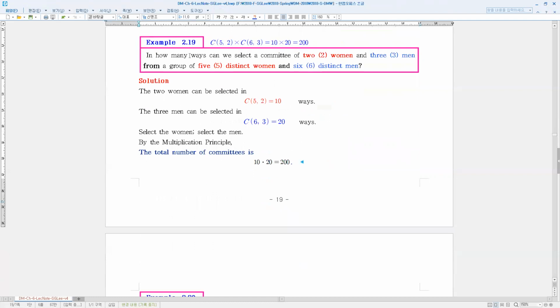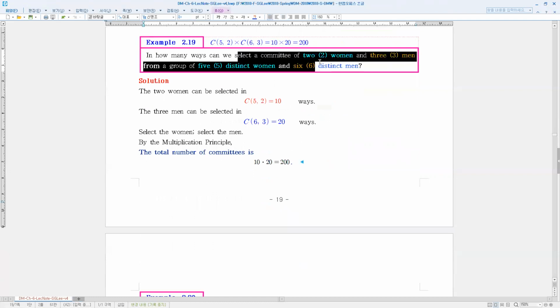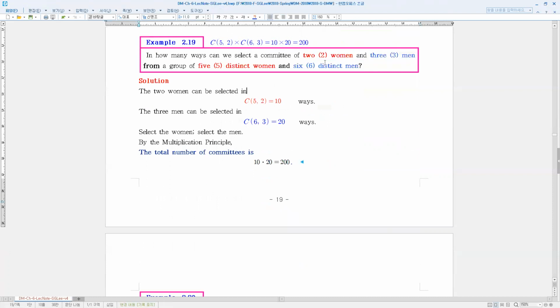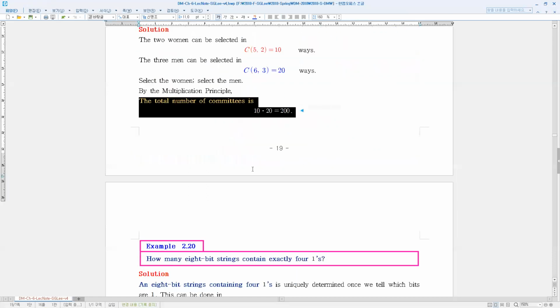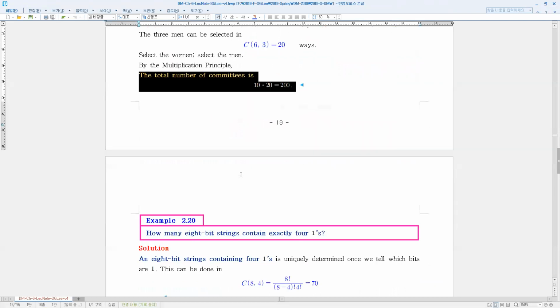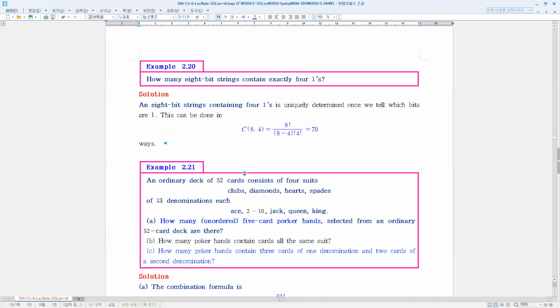Next, in how many ways can we select a committee of two women and 3 men from a group of 5 distinct women and 6 distinct men? Choose 2 out of 5, which is 10. Choose 3 out of 6, which is 20 ways. So by the multiplication rule, the total number of possible committees is 10 times 20, which is 200.